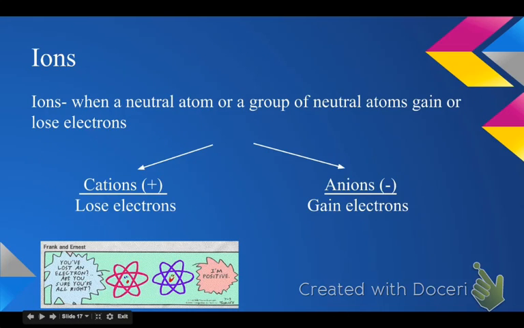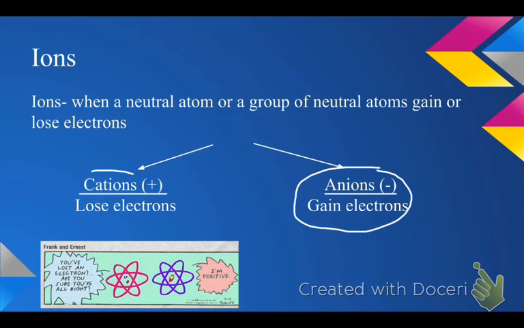An ion is when a neutral atom or a group of neutral atoms gains or loses electrons. So first, let's talk about what happens when an atom gains an electron. When an atom gains an electron, it is going to become negatively charged, and that's known as an anion. When an atom or a group of neutral atoms loses electrons, it's going to have an overabundance of positive charge, and that's known as a cation.